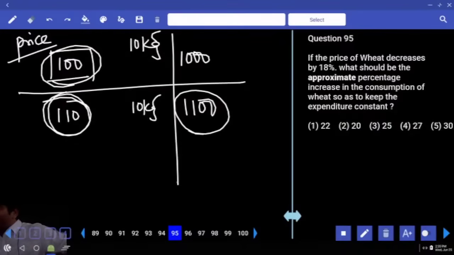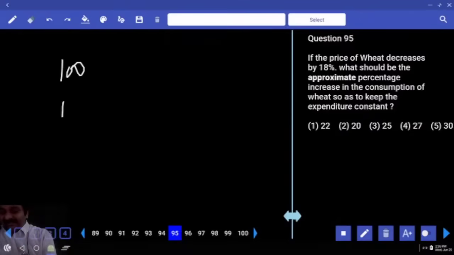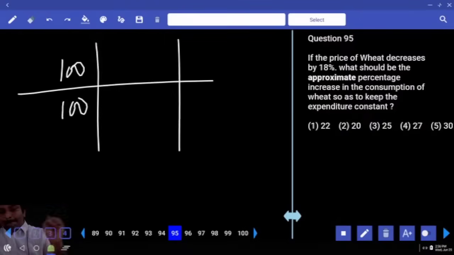Understood? If price decreases, the same effect will be there on expenditure. Whatever the percentage increase or percentage decrease happens on price, the same will reflect on expenditure. Wait a minute. Price is constant. But now, last month, 10 kgs we purchased. In a family, 4 members are there.